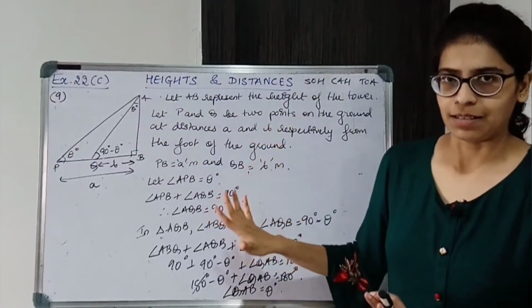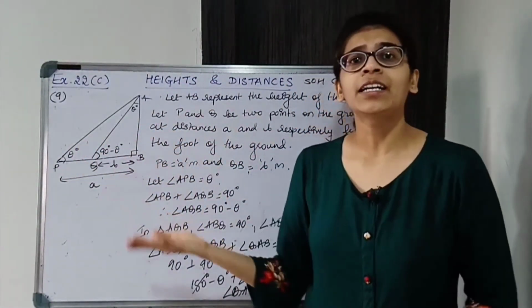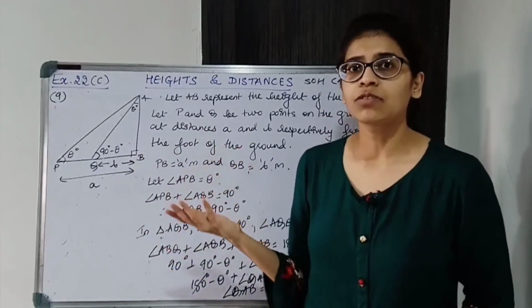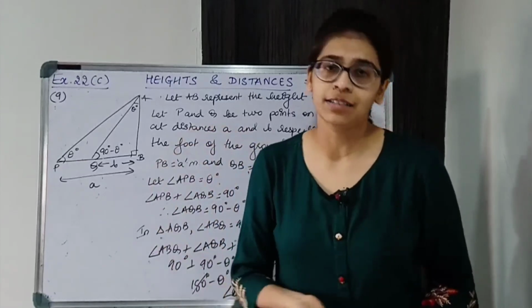Now it's easy. You know this is theta, you know this is theta. Take tan of the angles. Taking tan of the angle will give the relation between height and distance. And we need to relate height and distance only.